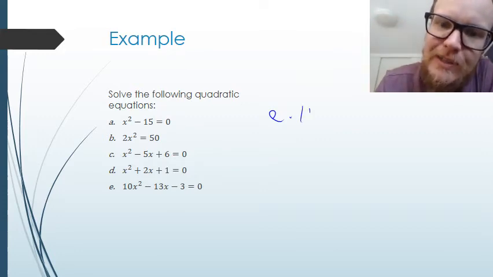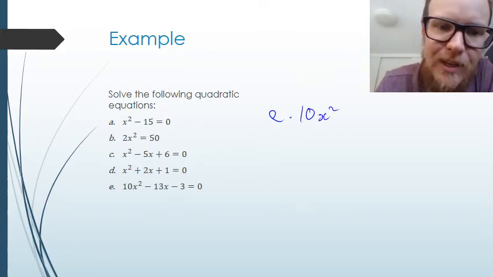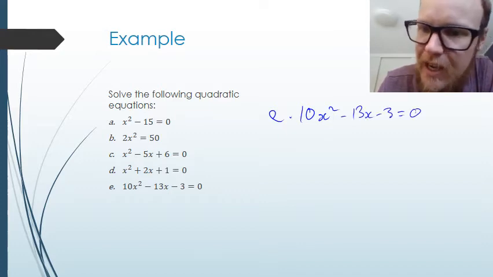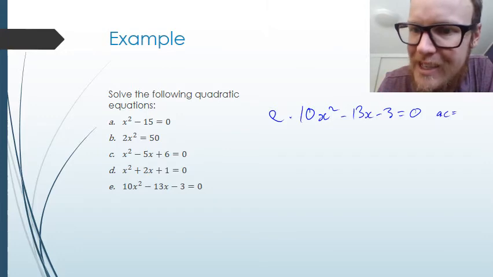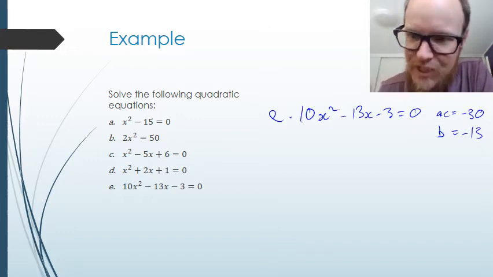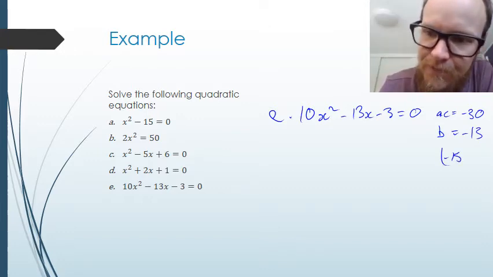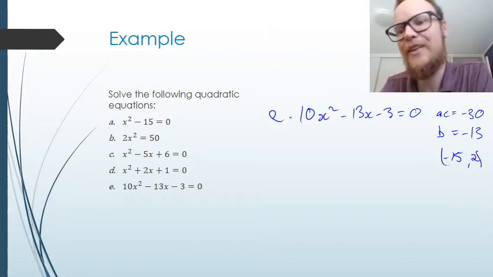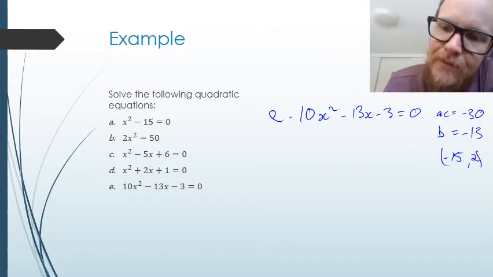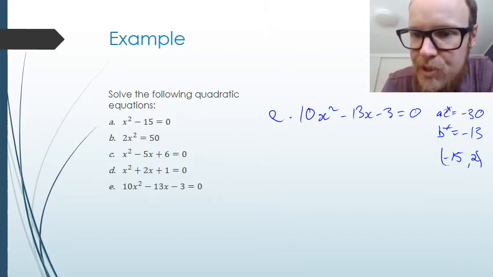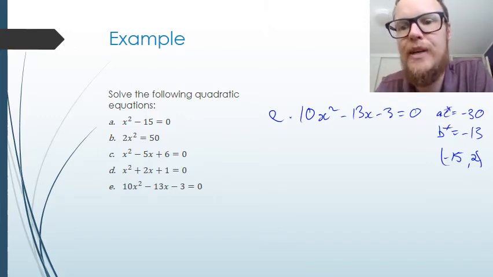So here we go. 10. Last example. 10x squared minus 13x minus 3 equals 0. AC here is negative 30. B is negative 13. So two numbers here, negative 15 and 2. If I add negative 15 and 2 together, I get negative 13. And if I multiply those two together, I get negative 30.